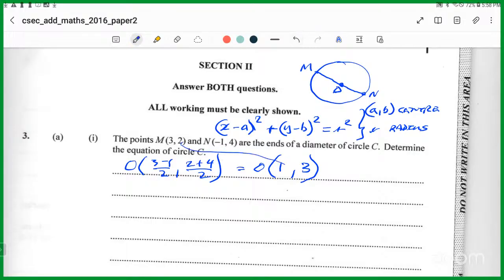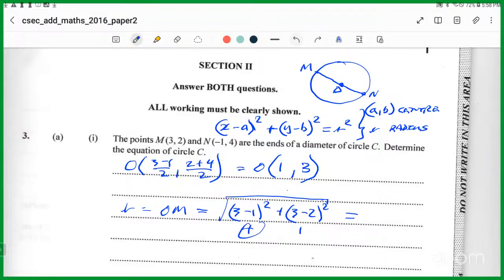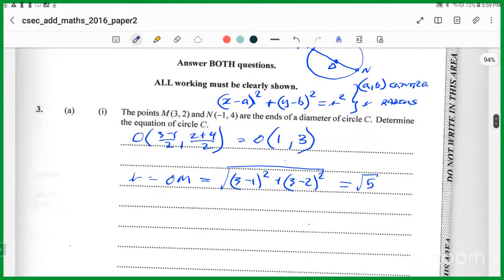And then the radius now is from this center point to any one of them. What about this distance between this and this? So the radius would be, for example, OM, the distance between O and M, which would then be the square root of the difference in the x values squared, 3 minus 1 squared, plus the difference in the y values squared, 3 minus 2 squared. Now this under here will be a 2 square, which is 4. This will be a 1 square, which is 1. 4 and 1 is 5. So we're getting the square root of 5. That will be the radius. So the radius squared is going to be 5.